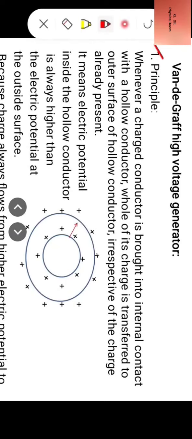I repeat, whenever a charged conductor is brought into internal contact with a hollow conductor, whole of its charge is transferred to the outer surface of the hollow conductor, irrespective of the charge already present. You see here, this is the hollow conductor and this is a charged conductor which is brought into internal contact with it, and whole of its charge is transferred to the outer surface of the hollow conductor.